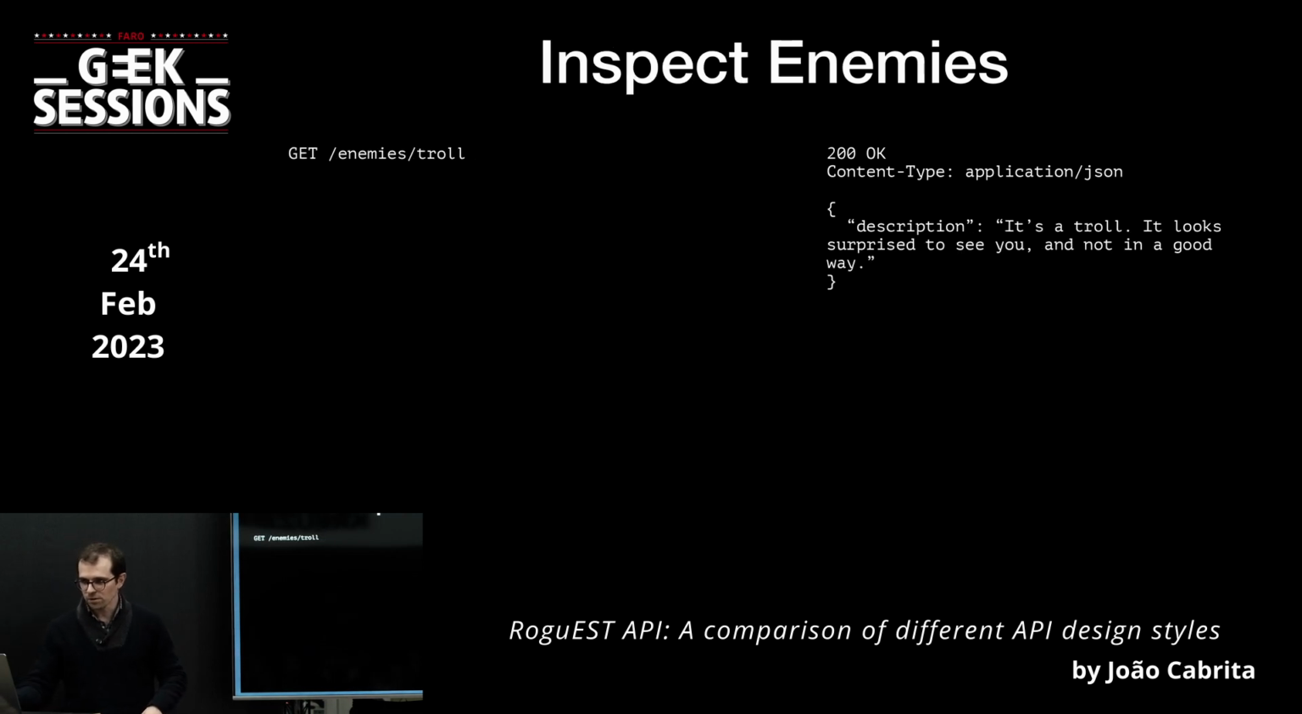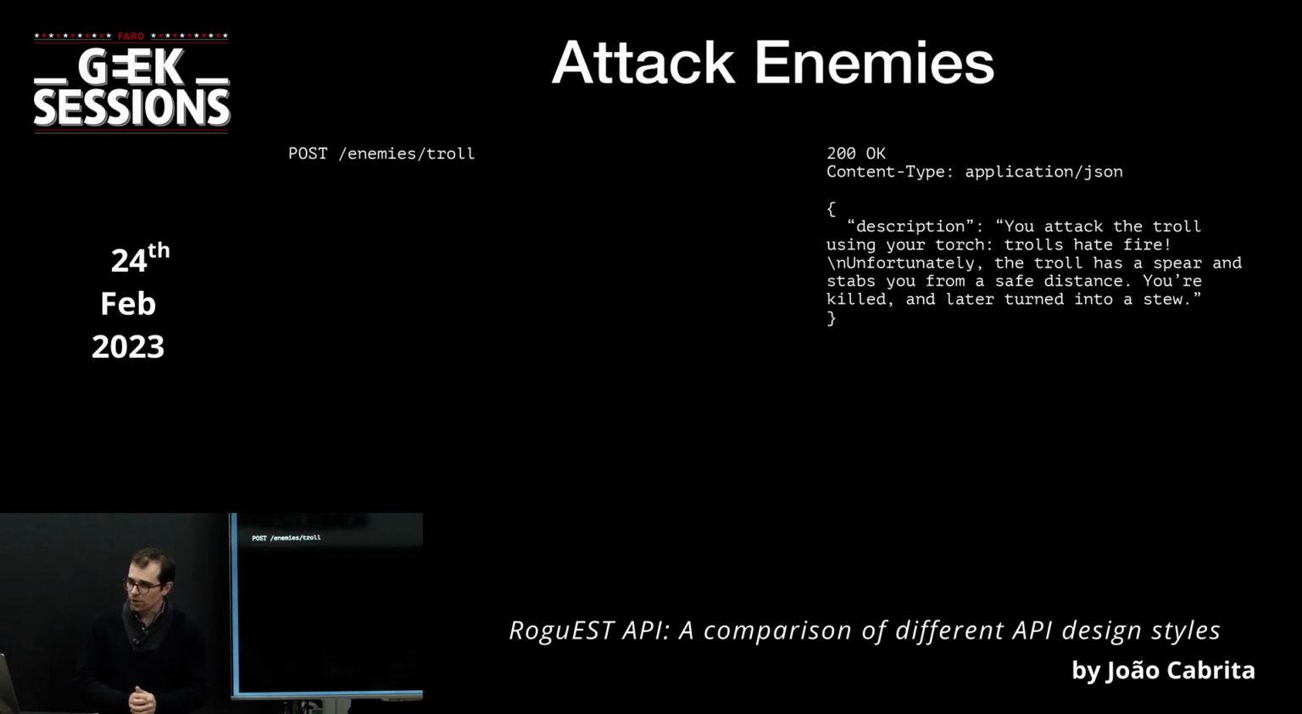And how do we interact with enemies? Same pattern. Get /enemies/enemy ID, and you get a description of the enemy, or you can attack it using a post to the exact same URL, right? And in this case, this is the end of the game. You get stabbed by a spear and die.